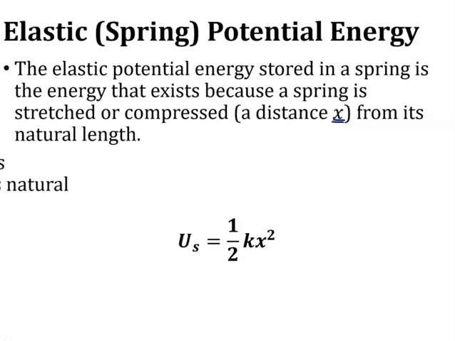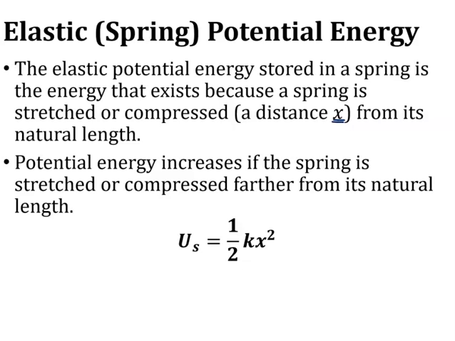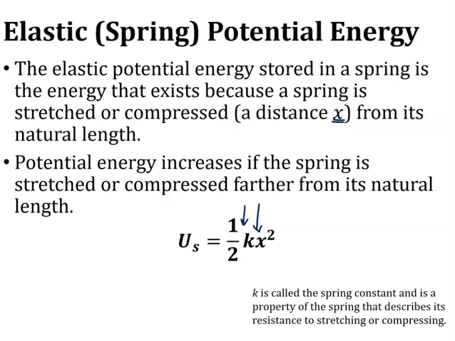Now, potential energy increases if the spring is stretched or compressed further from its natural length. So again, this x is how far it's been compressed or stretched from its natural length. k is the spring constant, and this is the equation for spring potential energy or elastic potential energy.